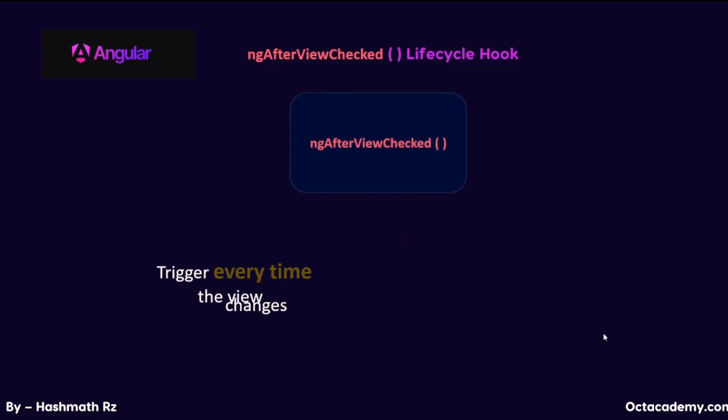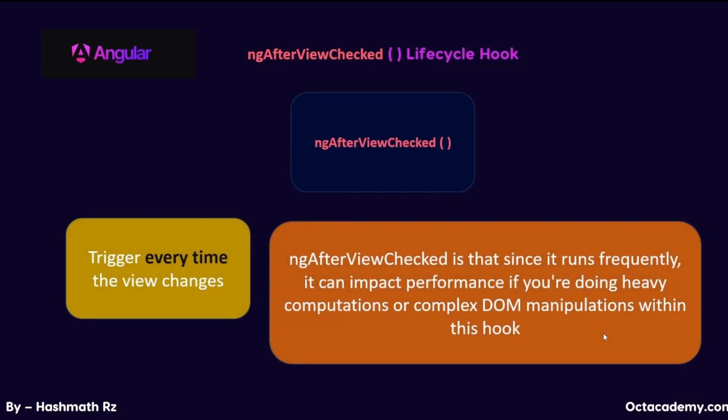So guys, why do we need this if we already have NgAfterViewInit? Well, NgAfterViewChecked is essential when you need to perform an action that must occur every time the view changes, not just once after it's initialized. So this is the main difference between AfterViewInit and AfterViewChecked lifecycle hooks.